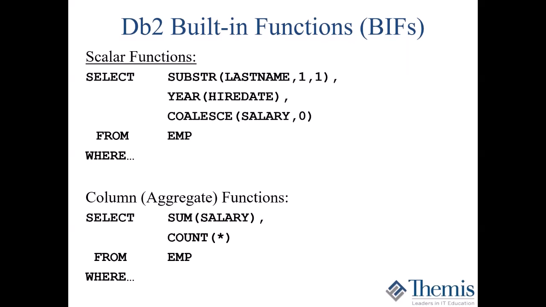Other examples there, right? Year function. You send in a date, you get back just an integer with only the year. Coalesce removes nulls, right? Some of you may know that one in the DB2 world as value.